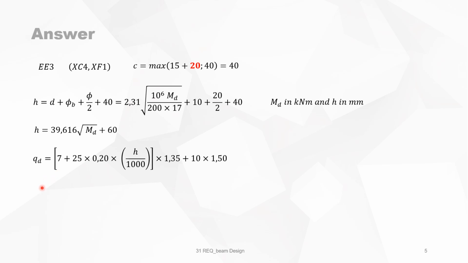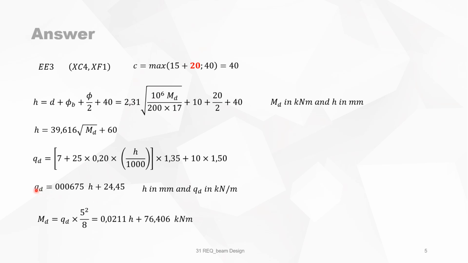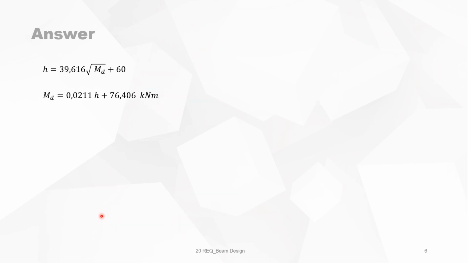We know that QD, the design value of the total load, is 1.35 times the permanent load plus 1.5 times the mobile load, and it gives you an equation in function of H. In this equation, H is in millimeters and QD is expressed in kilonewton per meter. The beam is simply supported, so the maximum bending moment is in the middle of the span and is equal to the load times span squared divided by 8, and is also then a function of H, the total depth of the beam.